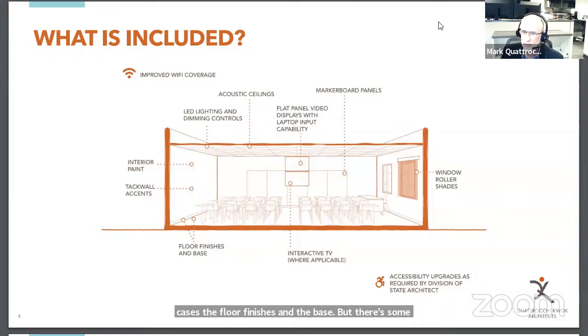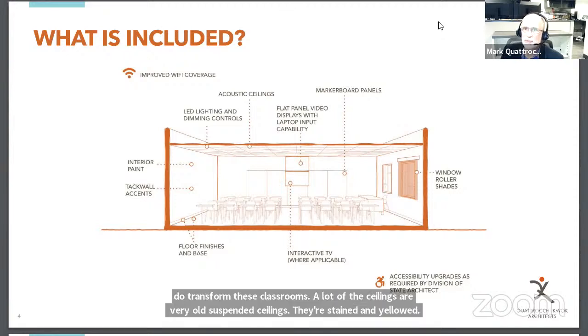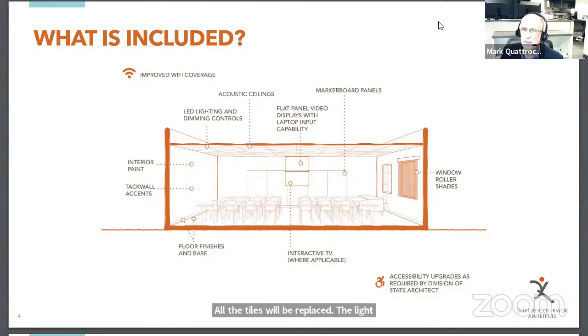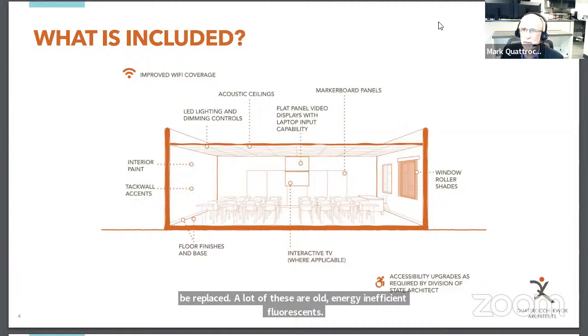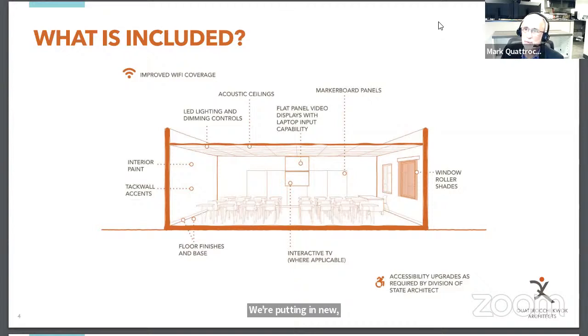A lot of the ceilings are very old suspended ceilings. They're stained and yellowed. All the tiles will be replaced. The light fixtures in virtually every one of these classrooms and labs will be replaced. A lot of these are old, energy inefficient fluorescents. We're putting in new, very good quality LED lights with the right bulb temperature for classrooms. The lighting alone can make a giant change in classrooms.